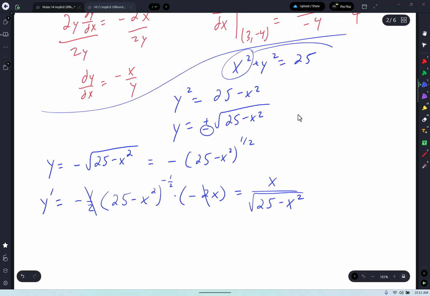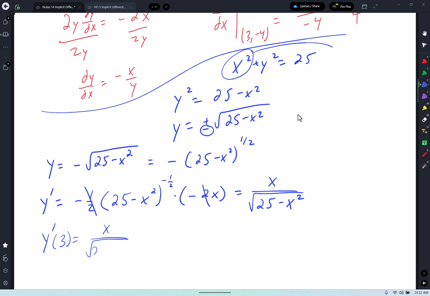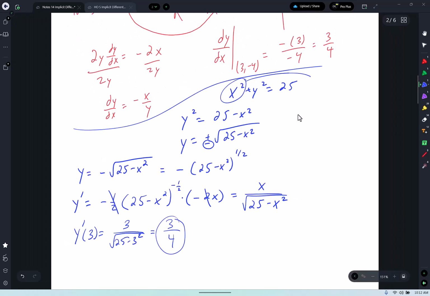All right. y prime evaluated at x equals 3 is equal to x over the square root of 25 minus 3 squared. 3 squared is 9. 25 minus 9 is 16. Oh, I put an x when I should have put a 3. Sorry guys. 3 over the square root of 25 minus 9. The square root of 16 is 4. So I got 3/4. OMG, did I get the same answer?